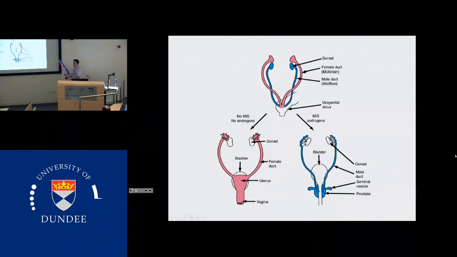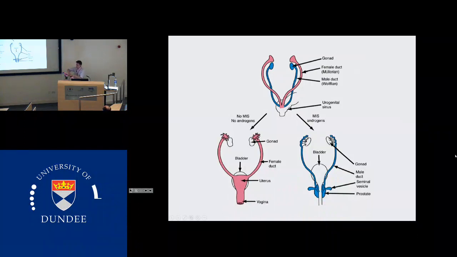So, if you bear with me, if this is your Müllerian system, which will develop into your fallopian tubes, uterus and vagina, and the blue being the Wolffian system, which differentiates into your vas deferens, seminal vesicles, and also your prostate. So what I'm going to start with is what we'll call the default position. So in the female, the gonads become ovaries and there's no secretion of any testosterone. So what happens in that system is, first of all, the Wolffian system disappears or regresses.